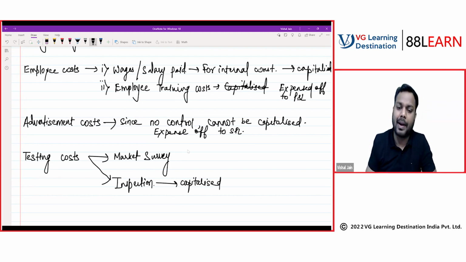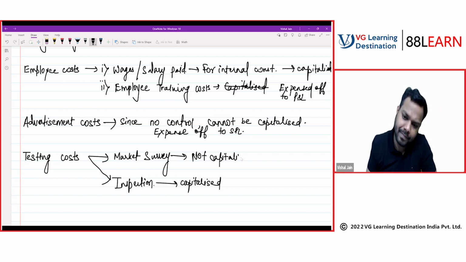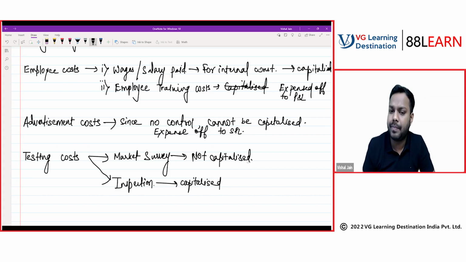Inspection cost will be capitalized, but market survey will not be capitalized. Is it clear, everyone?